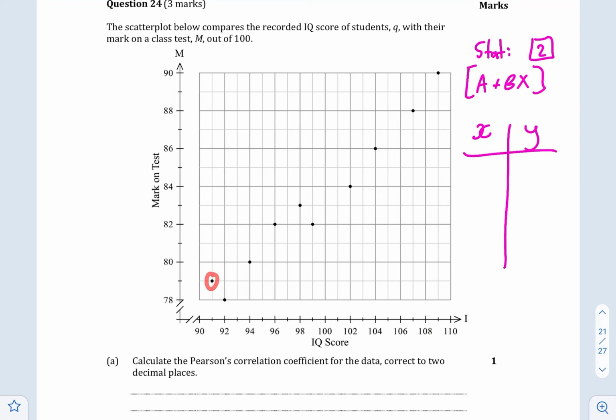So for instance, this first point here. Now we normally consider this X, even though it says I, that's the X side. So we would do that first, so that's going to be 91. And then the Y value for that point is 78. And then we do it for the next one, 92. Oh, sorry, that was 79. So it's 79, and then we go 92 and 78. For good measure, 94 and 80, and then we do the rest. And then we finish off with 109 and 90.